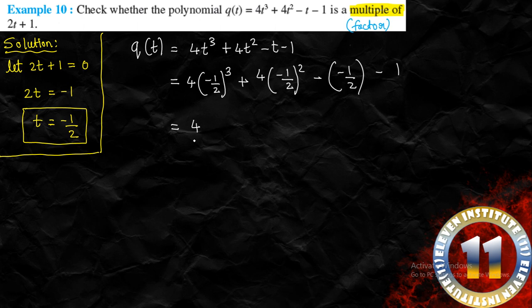This 4 will be kept as it is. Now be very clear, minus 1 the whole cube is minus 1, and 2 the whole cube is 8. So we have just cubed it. Minus 1 cube is minus 1, 2 cube is 8. Again plus 4 will be kept as it is. Minus 1 square is 1. Right, minus 1 square is 1.